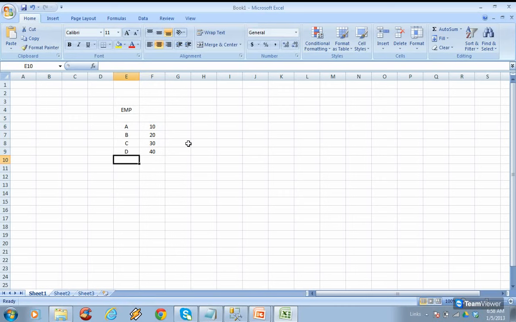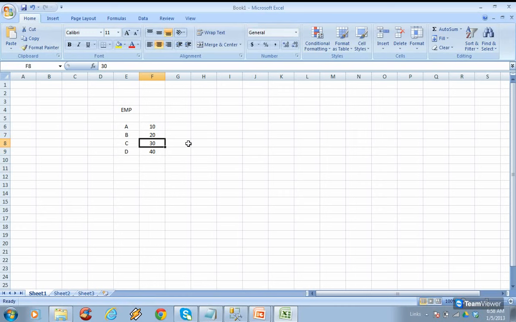Now who is the person who is having maximum salary? D, 40 here. And now you may ask the same question. Who is the person who is having maximum salary? Then the next question would be who is the person who will be having the second highest salary? Second highest salary is now C. Now how do we get this? 30. After getting 30, you need to have the person name.